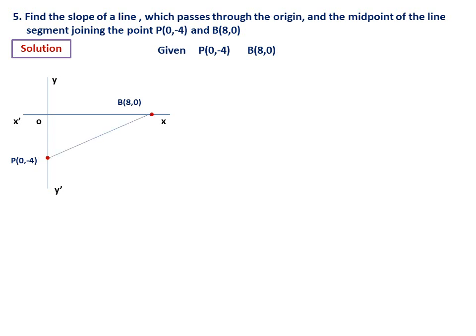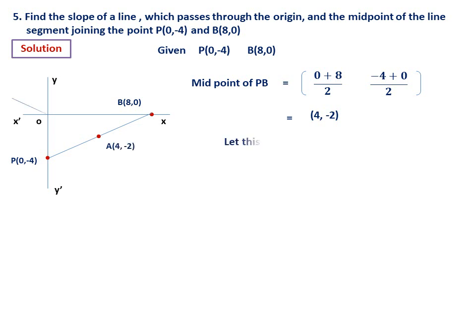Now join them. Now what we have to calculate is the midpoint of PB. You know the midpoint formula: (0 plus 8)/2 and (minus 4 plus 0)/2. So that will be equal to (4, minus 2). So (4, minus 2) is the midpoint. Now what is required is to find the slope of the line which passes through this point and origin. Let us say this point is A (4, minus 2). There is a line which passes through the origin and A, and we want the slope of this line.